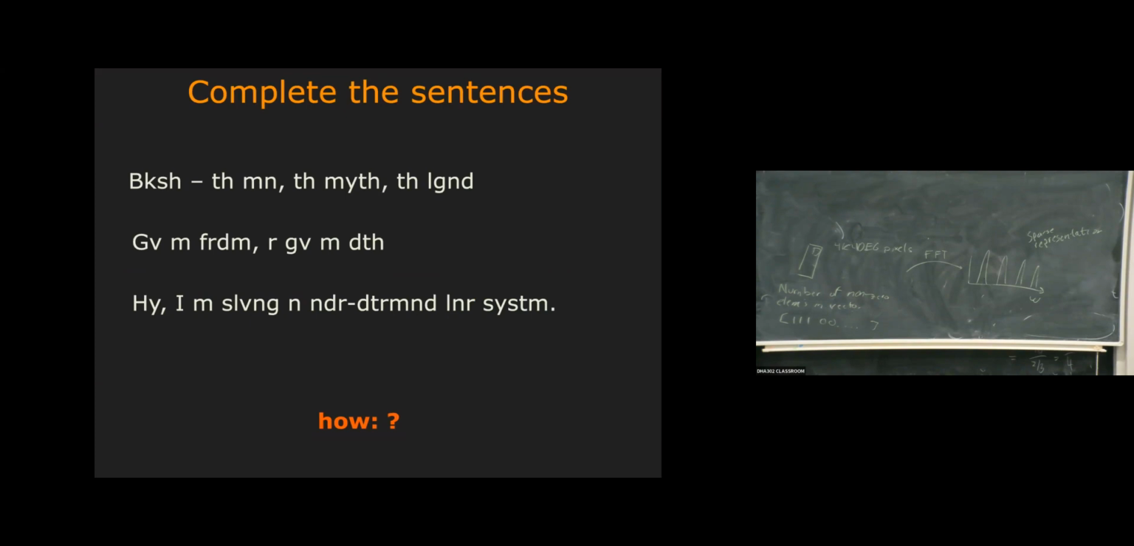And let's complete the sentences. The first one, we already know, I don't need to say it. And the second one, give me freedom or give me death. Second one, hey, I'm solving a non-determinate, I think underdetermined, linear system. So we're using our real world knowledge to solve this, right?